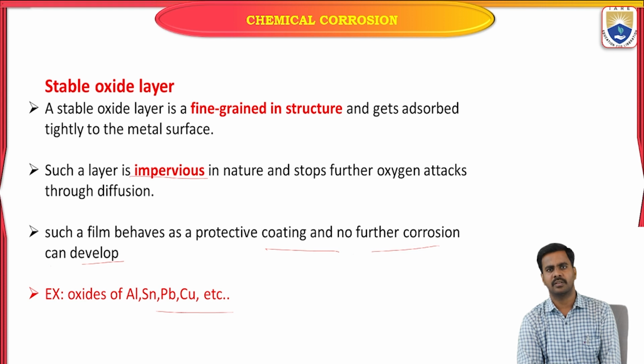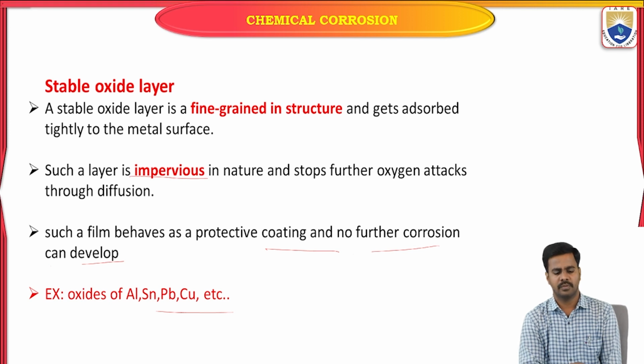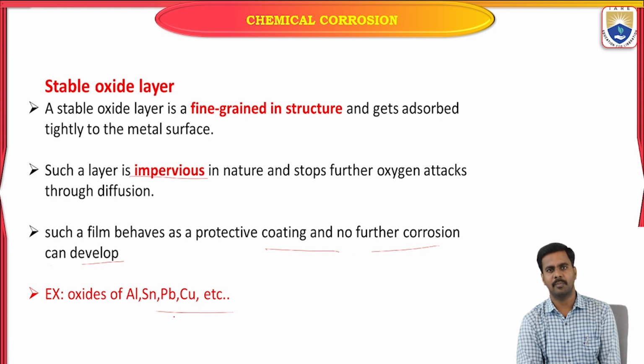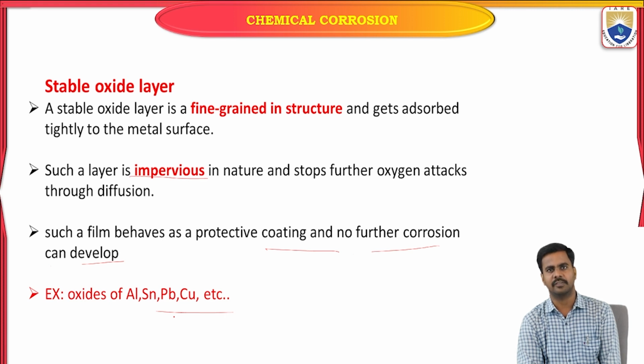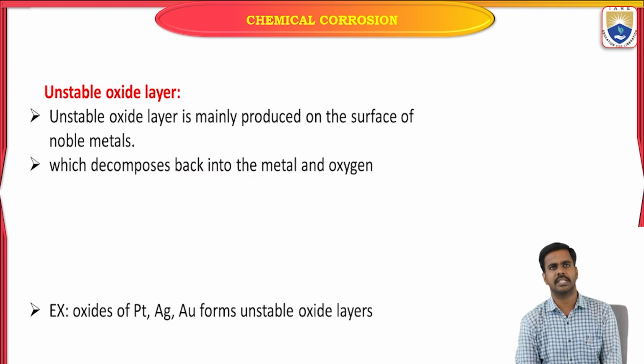That means decay of the metal will be stopped due to the formation of an aluminum, tin, lead and copper metal oxide layer on the surface of the metal. Why? Because this metal oxide layer is impervious in nature. Impervious means tightly adsorbed on the surface of the metal, so there are no pores and no volatility of the metal oxide layer. Whatever metal oxide layer is formed on the surface of the metal, it should be very tightly adsorbed on the surface of the metal.